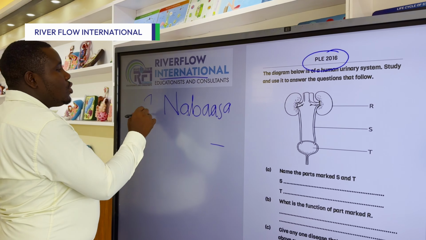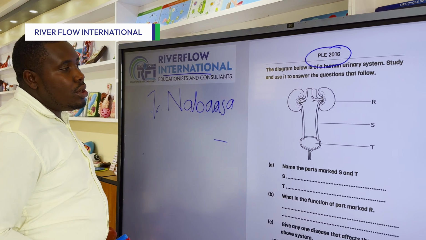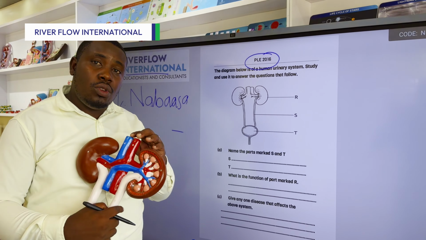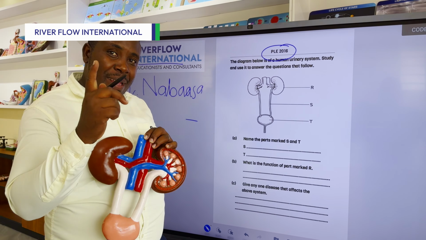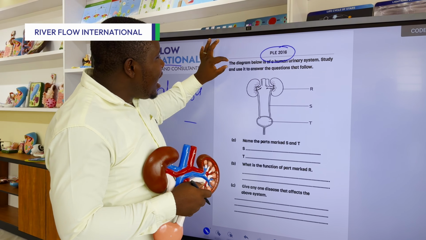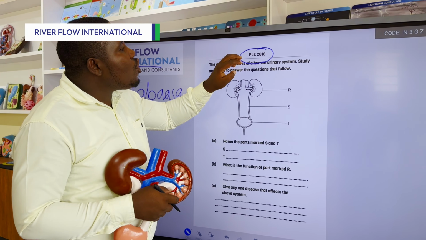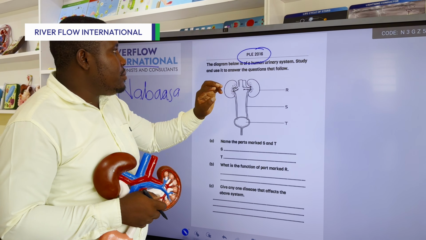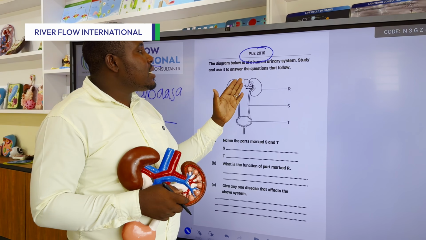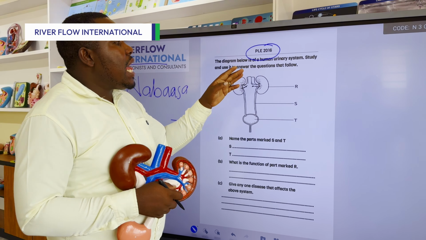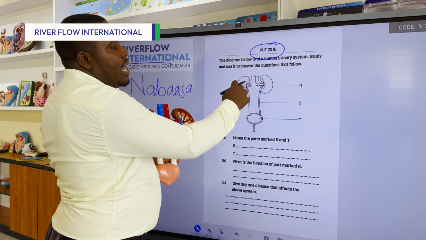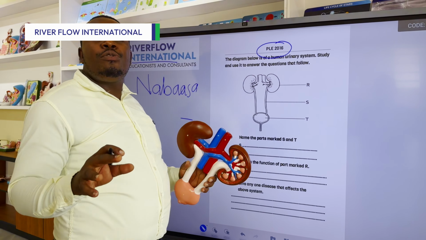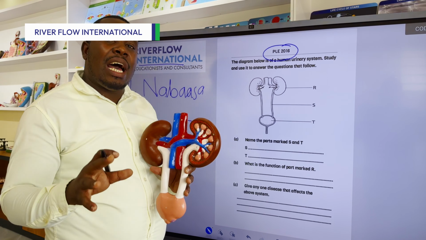We go. So this is what we are going to do. We are going to look at this question and we're going to use one of the items made at Riverflow International. The diagram below is of a human urinary system. Study and use it to answer the questions that follow. So this is the drawing, and of course before we answer the questions I always want us to understand.